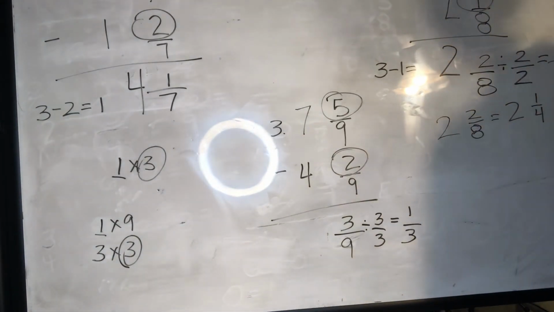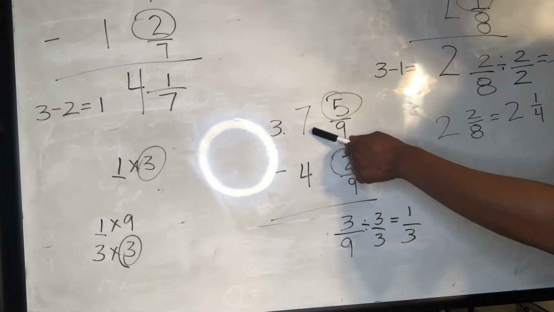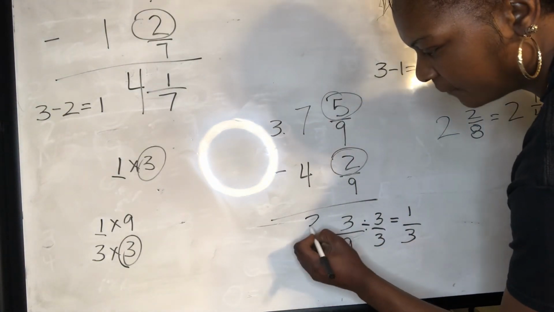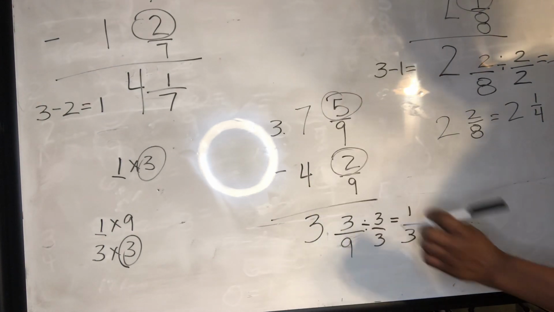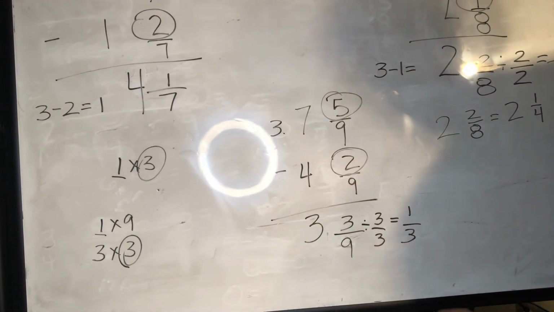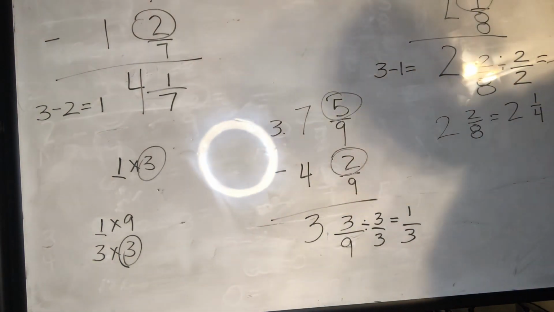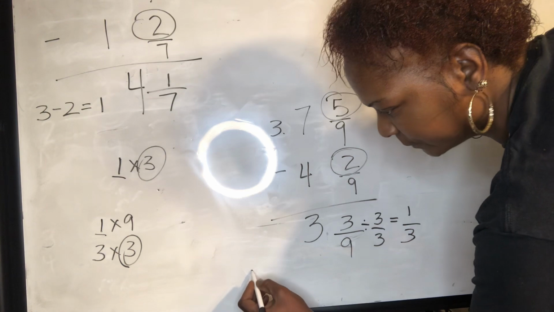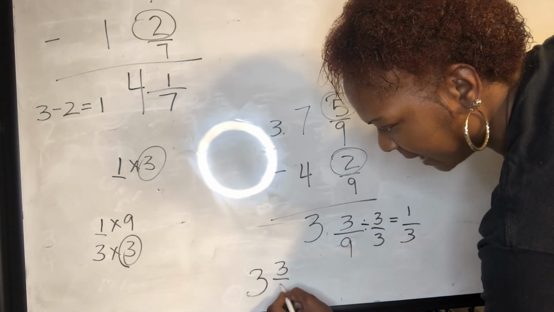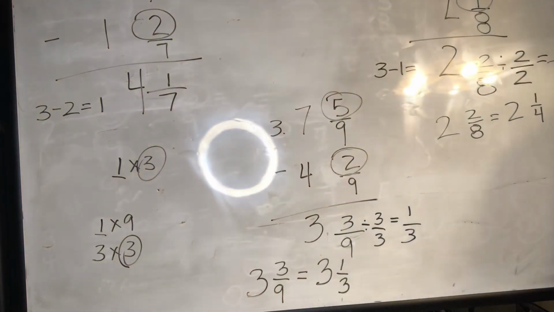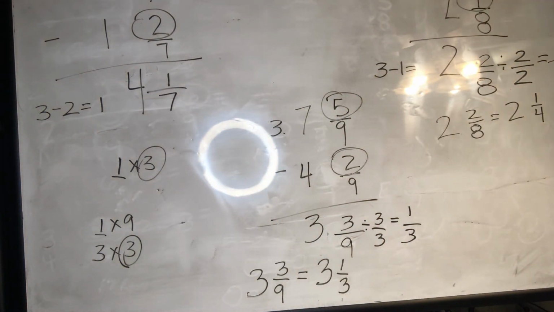Alright guys, so the only thing that's left is we're going to look at our whole numbers. We got 7 take away 4. That means we are at 4. All we need to do is count up to 7. 5, 6, 7, 3. Alright, so we have an answer of 3 for the whole number. So the whole answer is going to be 3 and 3 over 9. I'm going to write it the right way so your teacher or whoever wouldn't get confused. So it will be 3 and 3 over 9 equals 3 and 1/3.